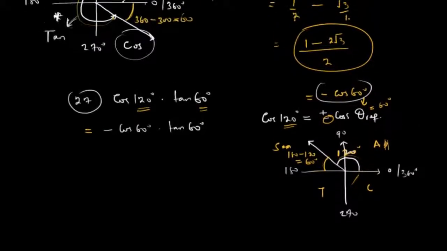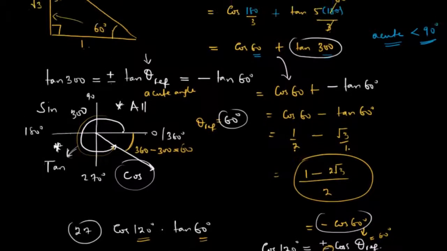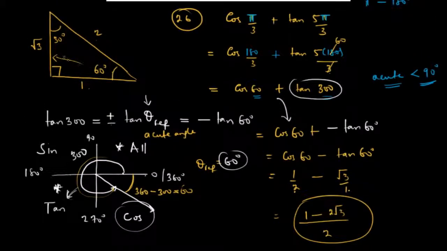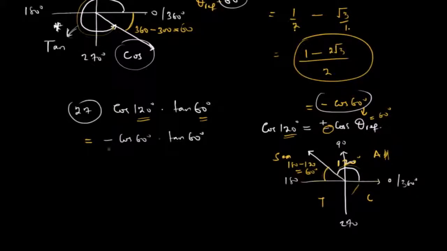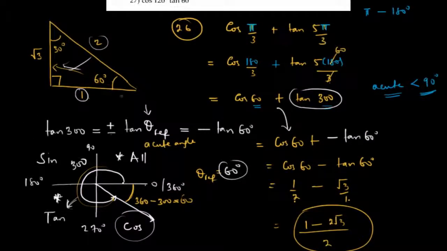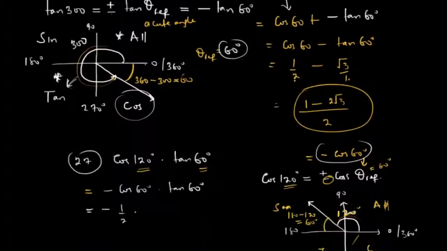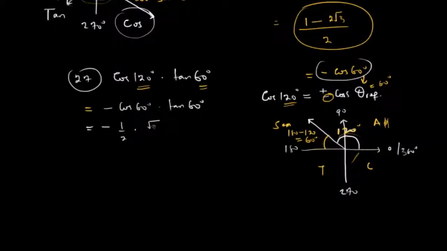So we now come back to our triangle to find the cosine of 60. The cosine of 60 is just the adjacent over the hypotenuse. That's 1 over 2. So this is going to be negative 1 over 2 times the tangent of 60. Now the tangent of 60 is the opposite over the adjacent, so that's root 3 over 1. So negative 1 over 2 times root 3 is going to give you negative root 3 over 2. So this is your solution.